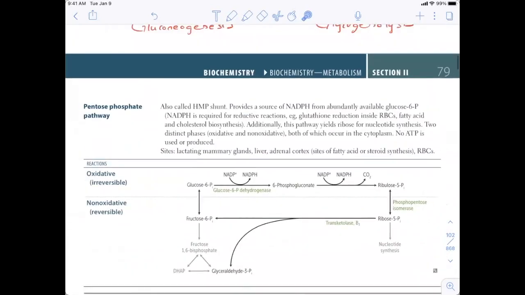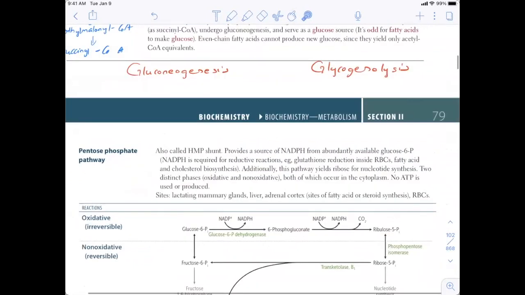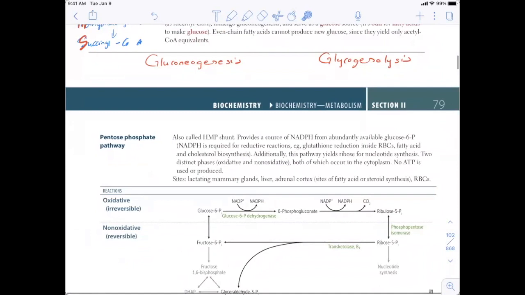But let's talk about the pentose phosphate pathway, also called your HMP shunt. So look out for both names. Sometimes called the HMP shunt, sometimes called the pentose phosphate pathway, the same thing. What you need to remember about this is that your pentose phosphate pathway comes out of glycolysis. It's all connected.